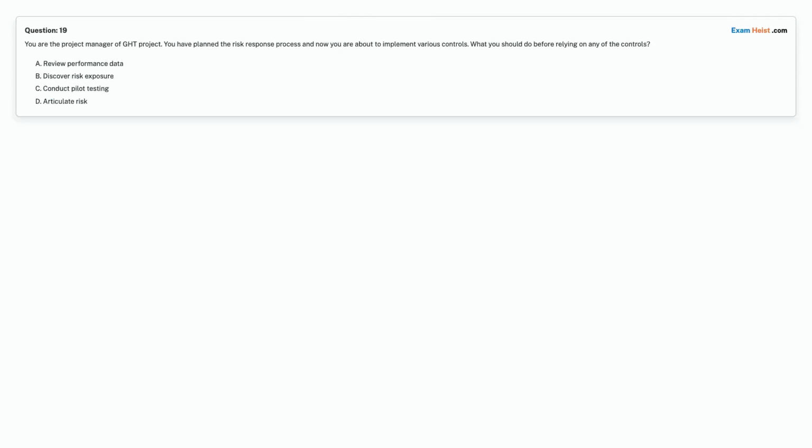Question 19. You are the project manager of GHT project. You have planned the risk response process and now you are about to implement various controls. What you should do before relying on any of the controls. Option A. Review performance data. Option B. Discover risk exposure. Option C. Conduct pilot testing. Option D. Articulate risk. Choose the correct answer.